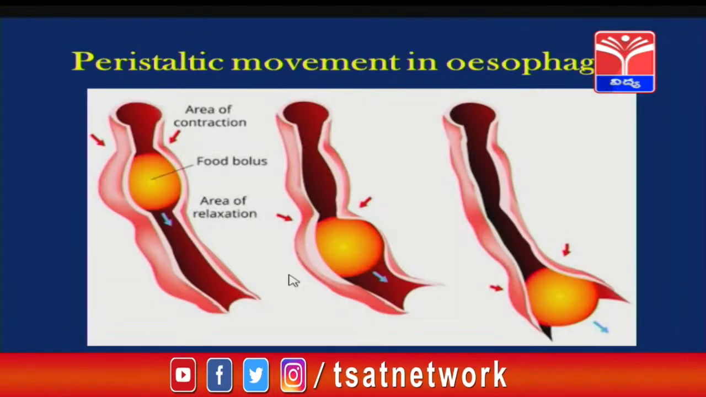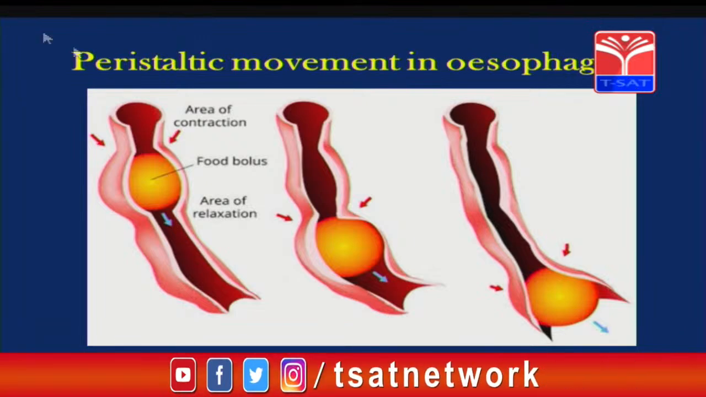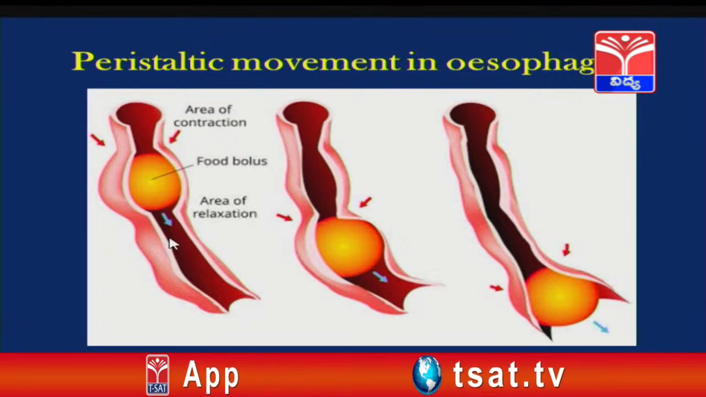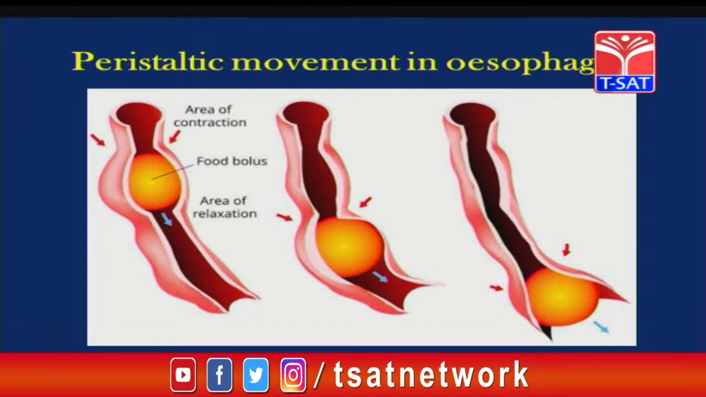Students, look at this picture. This is the esophagus, commonly called the food pipe, which shows wave-like contractions and relaxations. These movements are called peristaltic movements. If you see this picture, this is the bolus. Slowly the bolus is passing down and coming into the stomach. The wave-like movements are called peristaltic movements.